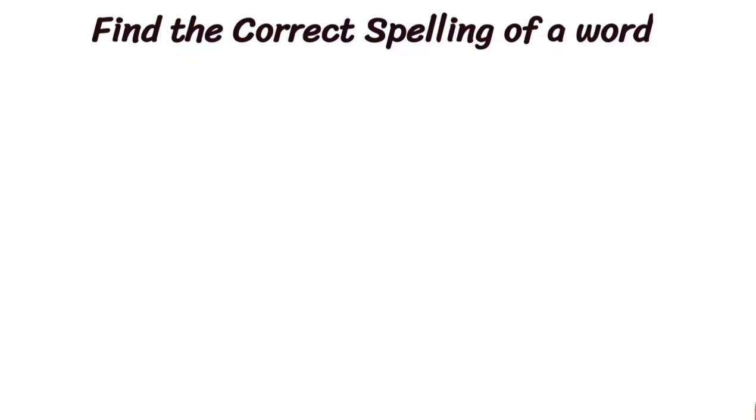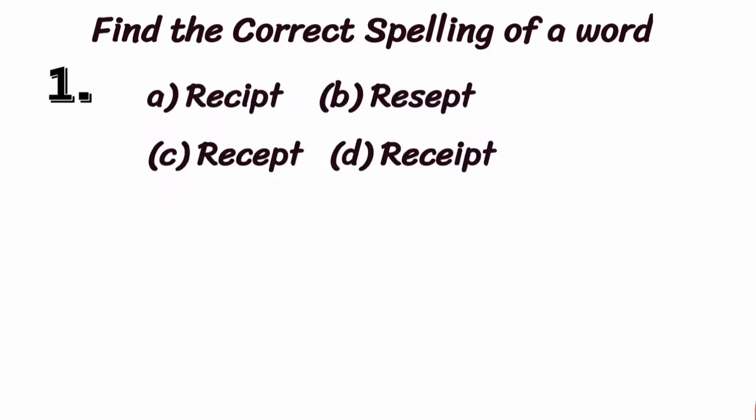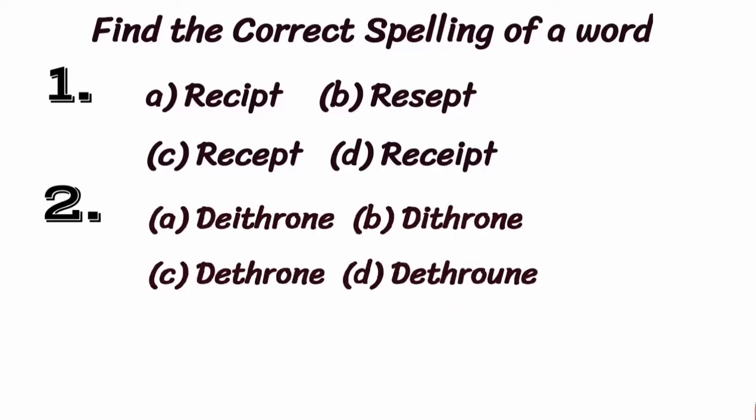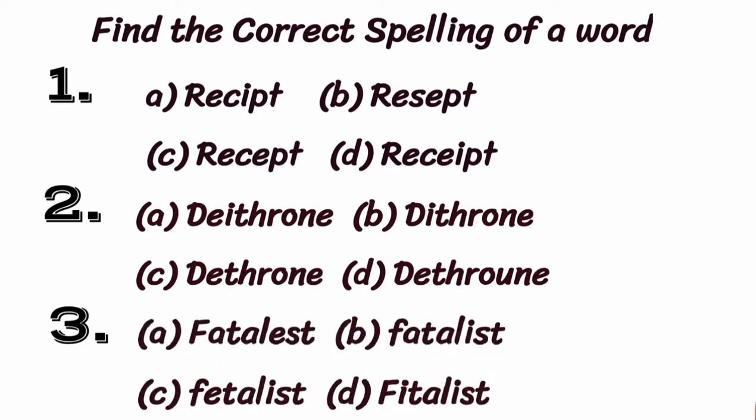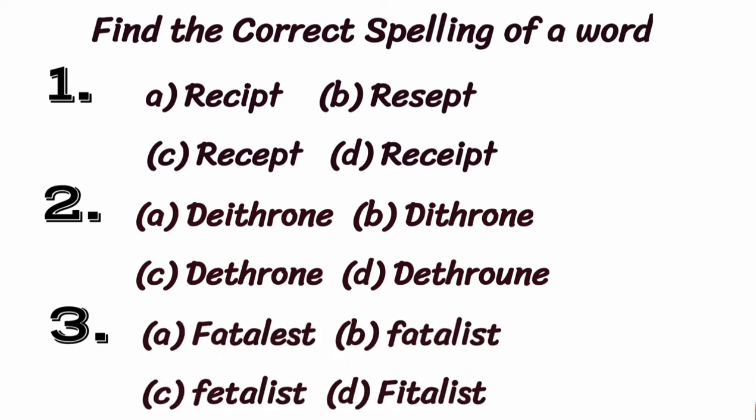I hope you can see 3 questions on your screen. All these 3 questions have got 4 options. Now here you have to find the correct spelling of a word. Question 1 is to find the correct spelling for the word received. Question 2 is to find the correct spelling for the word dethrone. Dethrone means to remove from the throne. And 3 is to find the spelling of fatalist. Fatalist means something that is harmful or something that is detrimental.